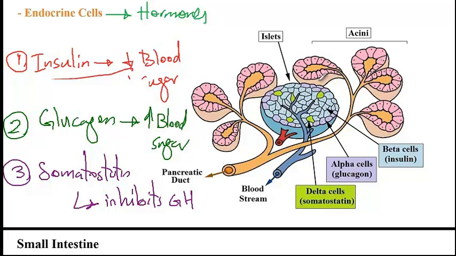Now, I would like to mention here that you know how all these acini are releasing their contents into the pancreatic duct. The endocrine cells don't do that. All these islets are releasing their contents into the bloodstream. And that's one important definition of a hormone, in that they're distributed to different parts of the body via the bloodstream.